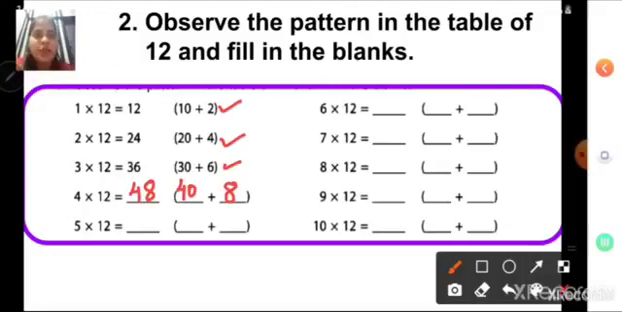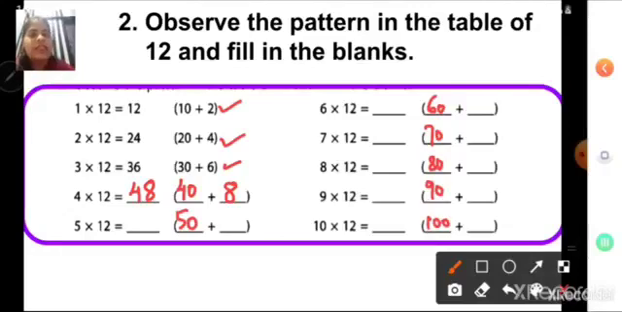Understood children what the pattern is? So 4 into 12 is equal to 48. Now we are going to complete all the blanks and we are going to find the answer. So first let us finish this part. Okay, 30, 40, 50, 60, 70, 80, 90, 100.